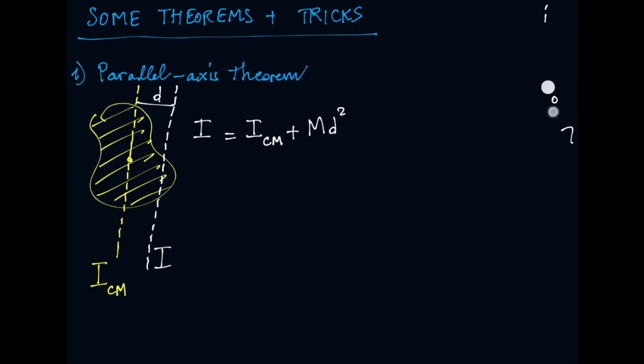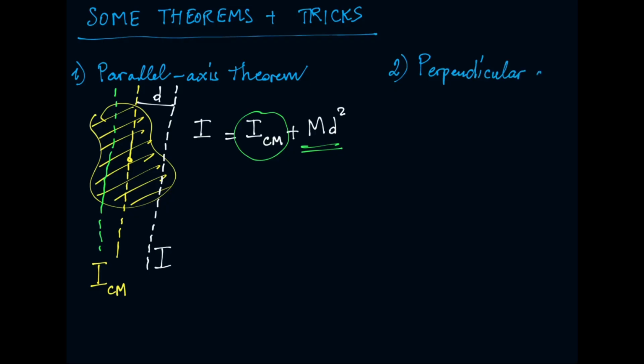This is really, really helpful because then you basically need to calculate the moment of inertia once around the center of mass, and then for every axis parallel to the one you used, you can just add this simple combination, and that's the moment of inertia. Nice. Theorem number 2 is the perpendicular axis theorem. Perpendicular axis theorem.